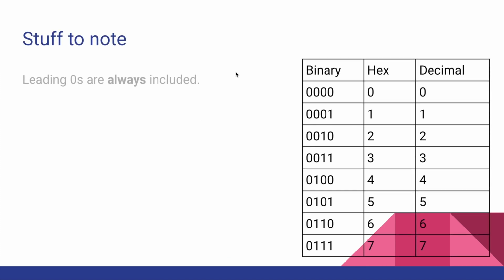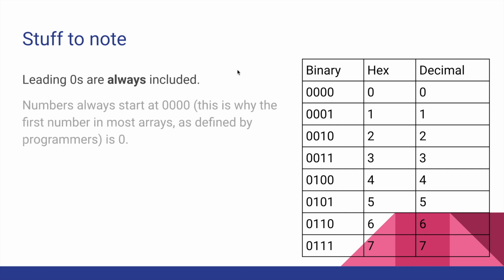Let's just note some stuff here, okay? Leading zeros are always included. Numbers always start at 0000 when you're doing your binary to hex conversion table. And actually, this is why the first value in most arrays, as defined by programmers, is 0. So yes, 0 is 1. 0 is first. It's a terrible joke, and it also explains quite a bit about why arrays are the way they are.